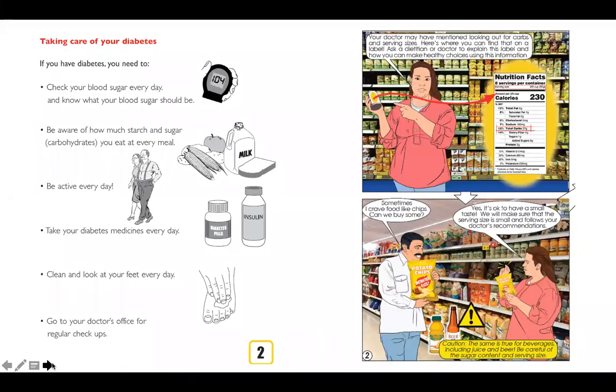So these are two examples that illustrate the concept of plain language. The first example on your left is part of a diabetes toolkit developed by Vanderbilt. It uses simple, clear instructions such as be active, take your diabetes medication every day, and clean and look at your feet every day. These clear and direct messages are accompanied by simple illustrations.